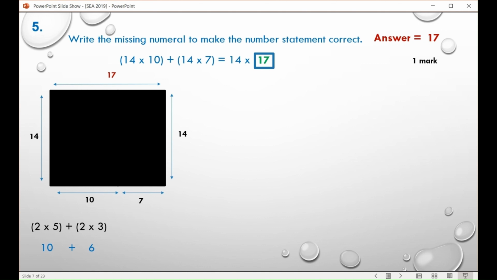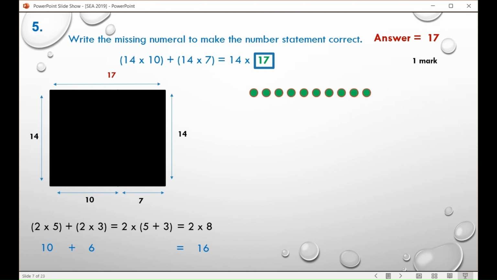And what is 10 plus 6? 10 plus 6 is 16. So since we're looking at 2 multiplied by something, how do we get 16? 16 will be 2 multiplied by 8. So where did this 8 come from? If we had 2 groups of 5 and 2 groups of 3, then we could say 2 groups of 5 plus 3. So that 5 plus 3 gives us 8. And it's the same thing that was done above. One length was 10 and the other was 7. So we added them up together and got 17.